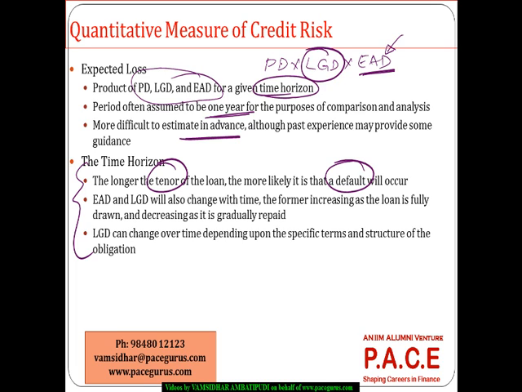So if I have to talk about the four dimensions which are playing a role in the quantitative measure of credit risk, we are talking about one, the probability of default, two, the loss given default, three, the exposure at default, and four, the time horizon. These four are bundled together to come out with a quantitative measure of credit risk.